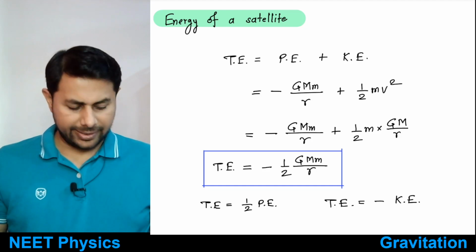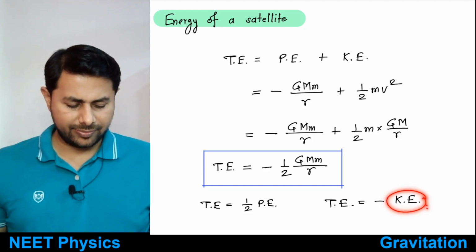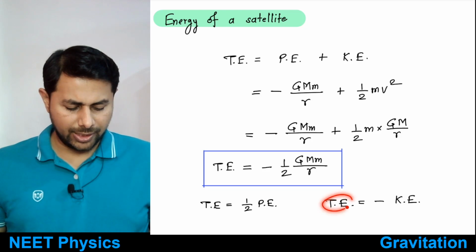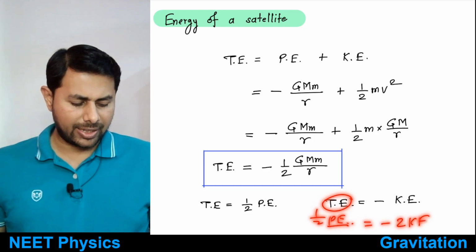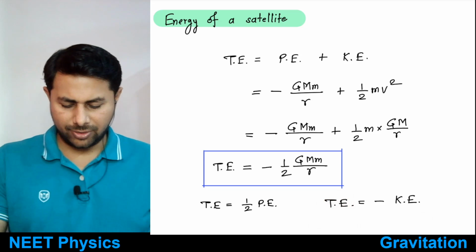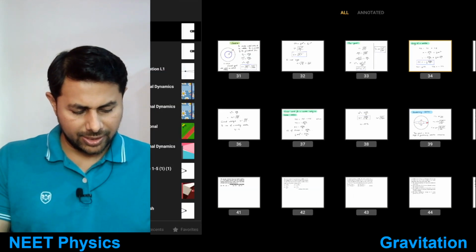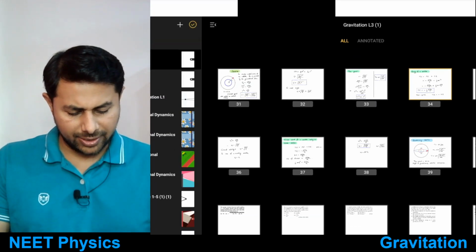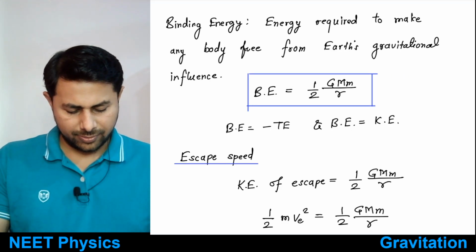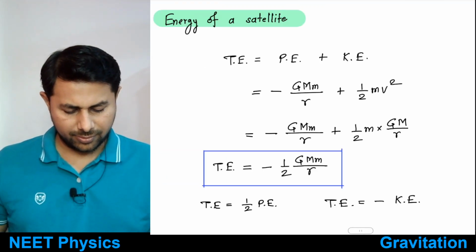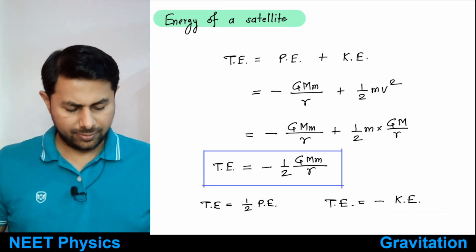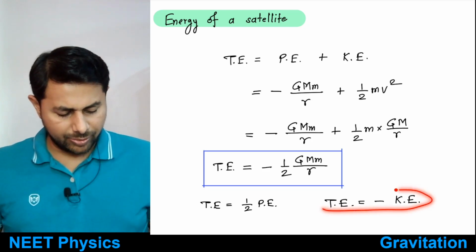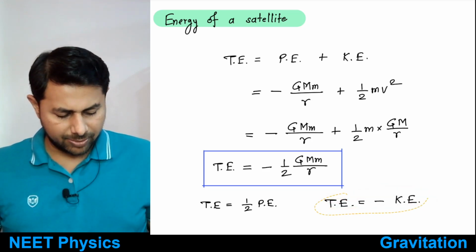Okay, and that means what is kinetic energy? You can substitute total energy is half of potential energy. So potential energy is equal to minus 2 times kinetic energy. Okay, so you get it from there. Potential energy is just minus 2 times kinetic energy. Right, this thing is clear to everyone? So we got a relation between total energy and kinetic energy, total energy and potential energy.